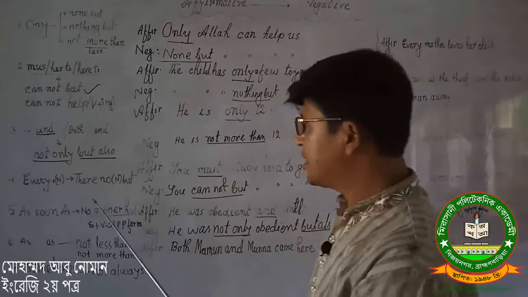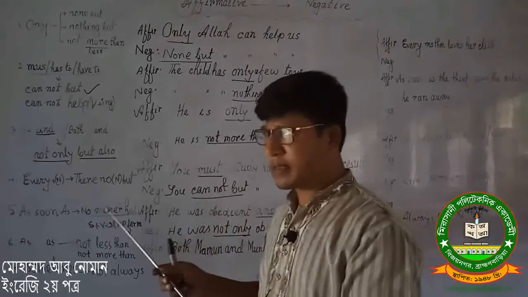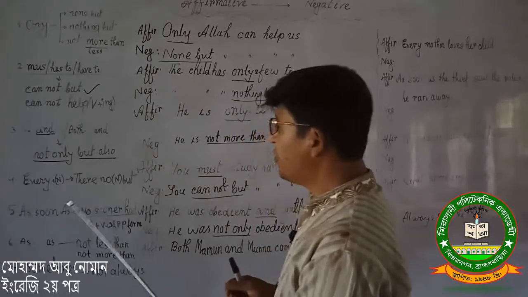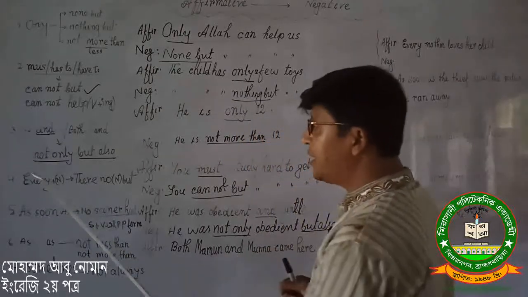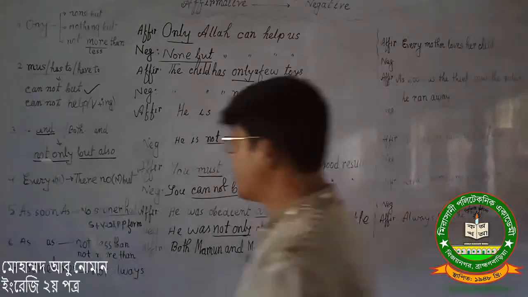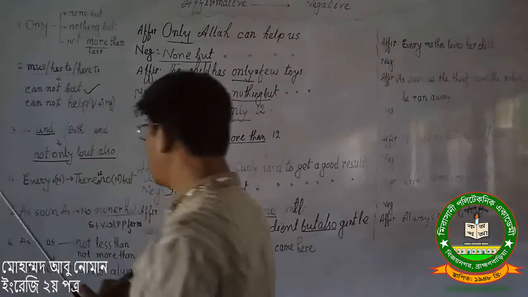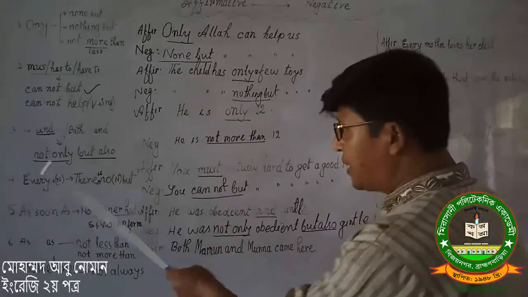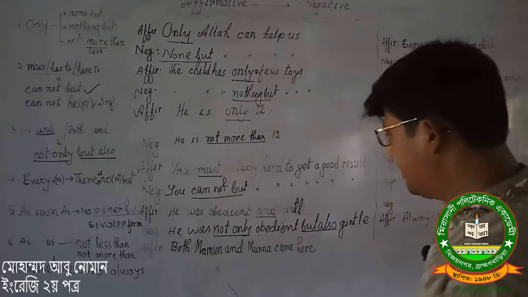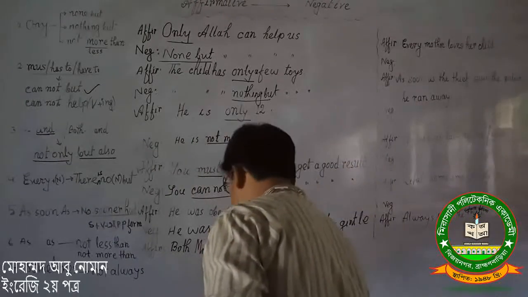Here, another rule I have written. Every plus noun. If you found a sentence where you have found every before the noun, instead of every, you will use there is no. Without an auxiliary verb, we do not use no. Instead of every, we will use there is no, then we will write the noun and verb. Here you may find another sentence I have written with both.